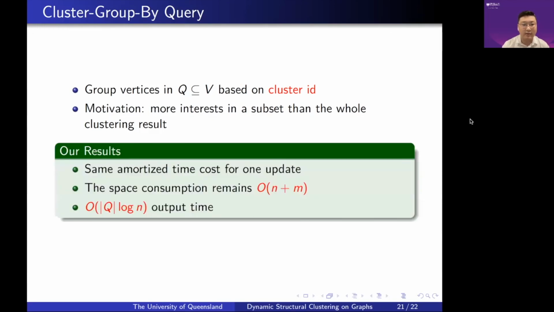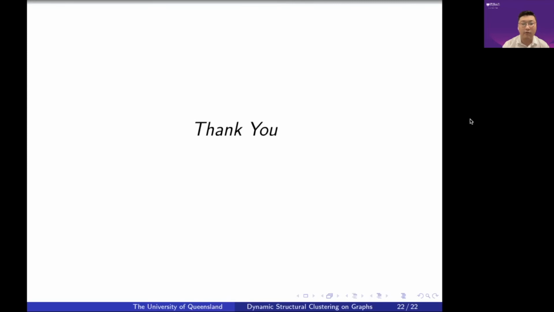So for our results, we guarantee the same amortized cost for one update, and the space consumption of our data structure remains O(n plus m). And we can output the cluster group by query result with a time that is related to the size of Q. So when the size of Q is much smaller than n, this time cost is much smaller than O(n plus m). This is all of my presentation.